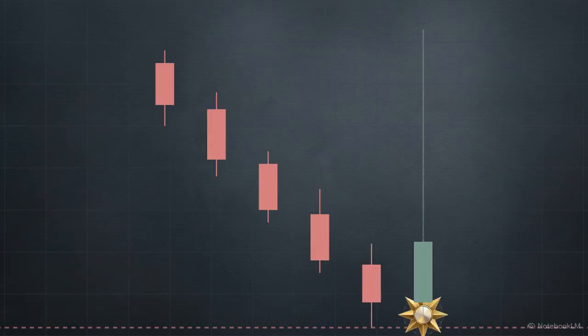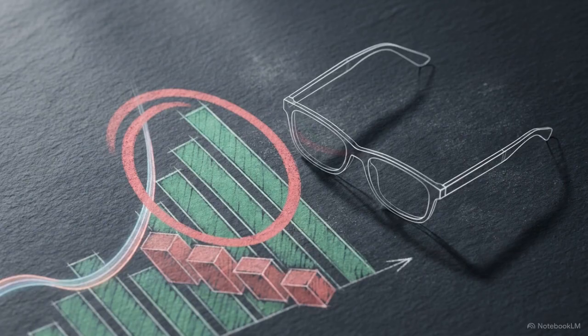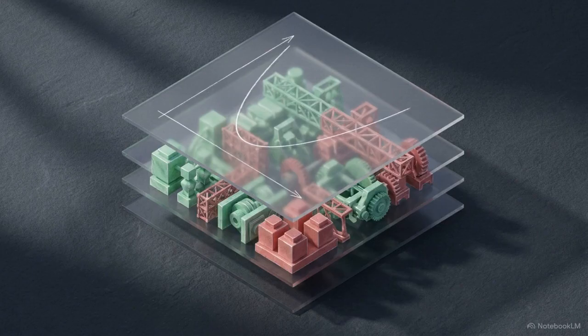Without warning, a massive green candle erupts upward. It is a violent short squeeze, instantly erasing the previous downward progress and liquidating everyone who sold at the bottom. Standard candlestick charts only show you the final result of the market's battles. They provide the outcome, but they often hide the underlying effort and true momentum driving the move.